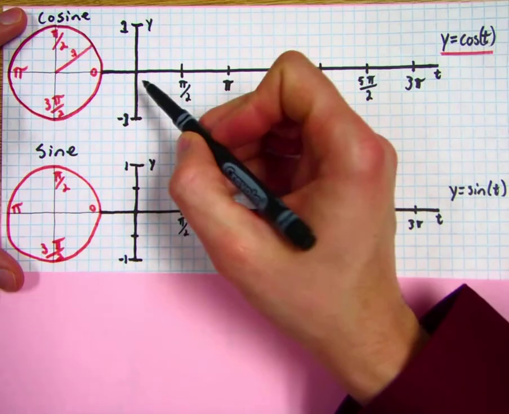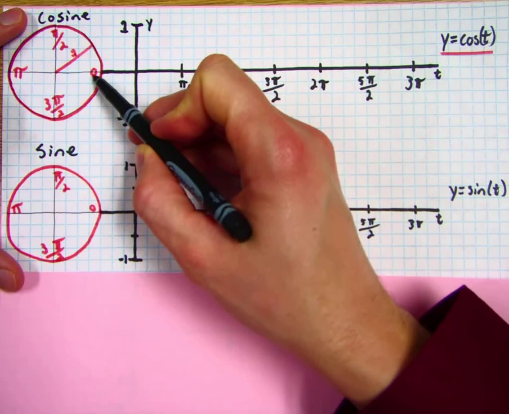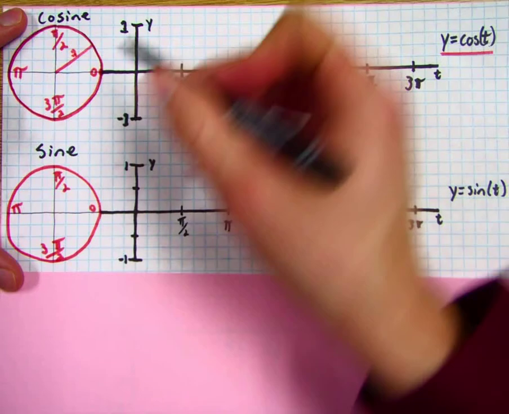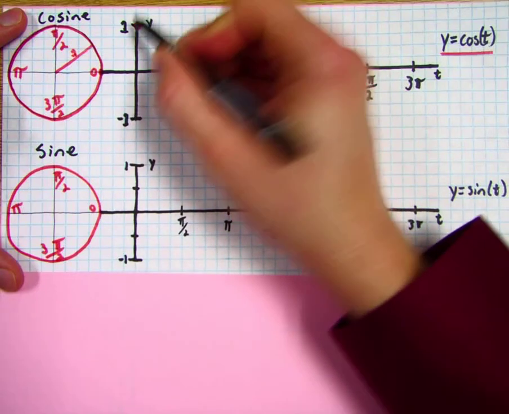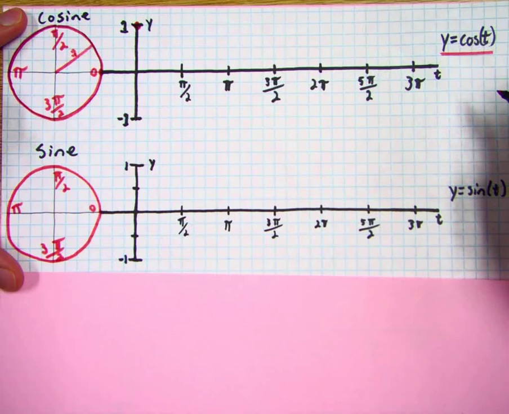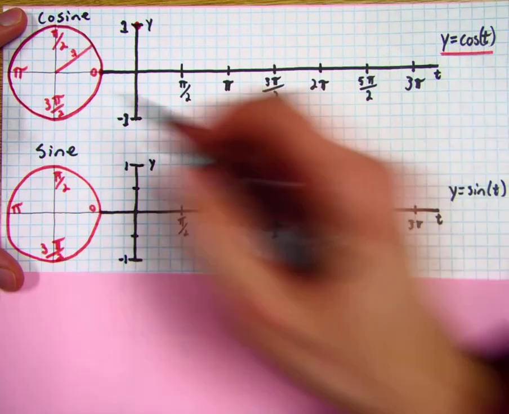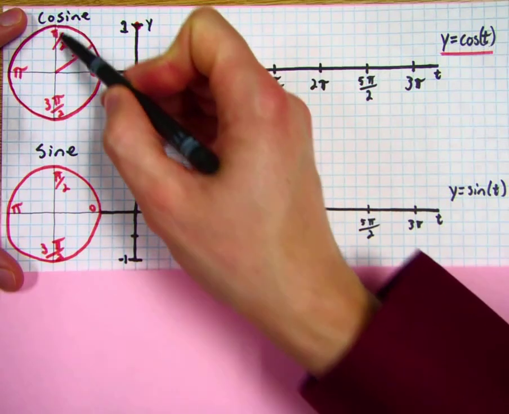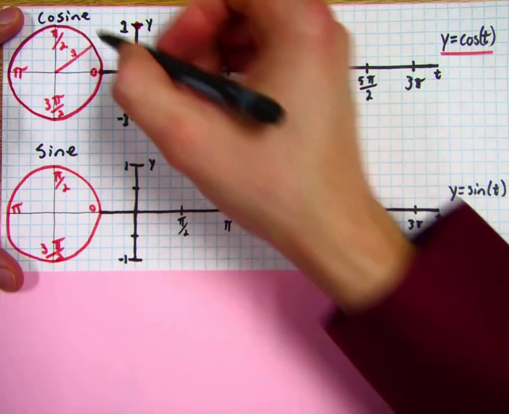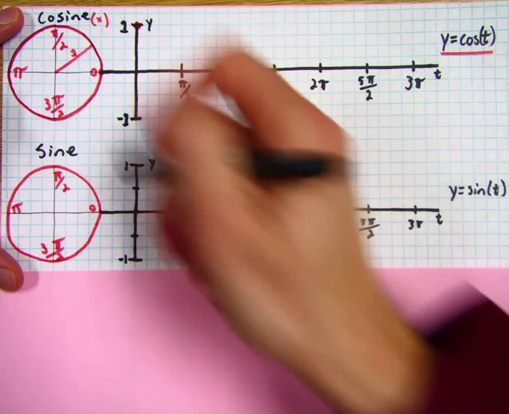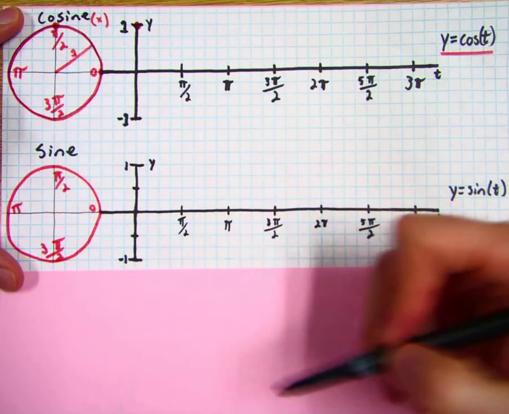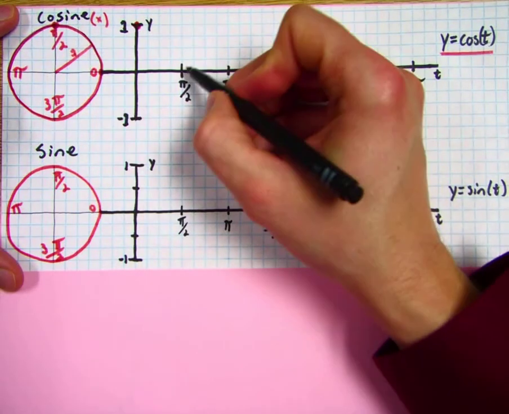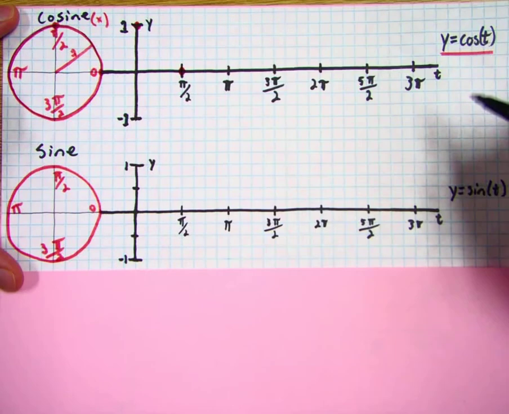So we're going to start at 0. When my degree measure is 0, cosine, the x value of that point, is going to be 1. So this would be where I start in my cosine graph. By the time I get to pi over 2, I've gone from here all the way up to here. Now again, cosine, remember, is my x-coordinate. So what is the x-coordinate of this point up here? That is 0. So at pi over 2, or 90 degrees, I'm down to 0.